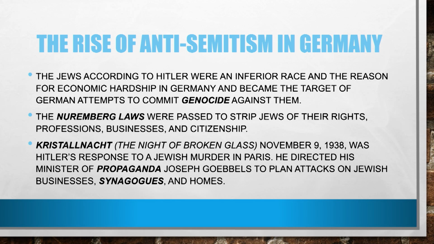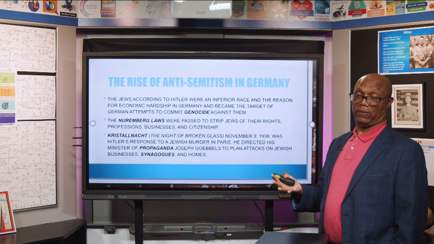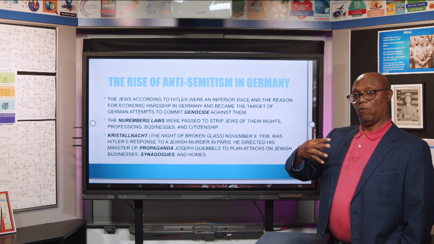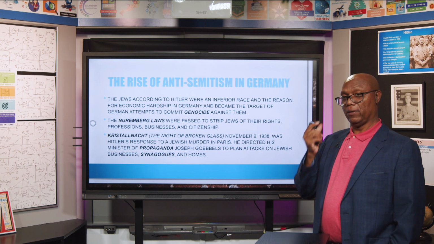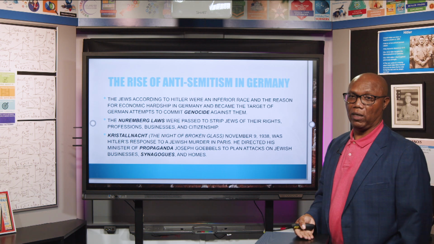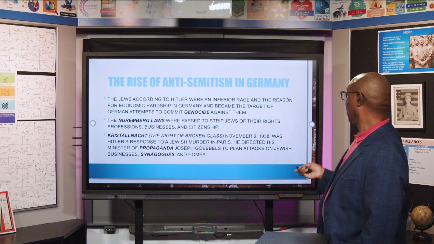Kristallnacht was the night of broken glass. It was November 9, 1938, and it was Hitler's response to the Jewish murder in Paris. There was supposedly a German that was killed in Paris by a Jew, and Hitler glommed onto that idea, using propaganda to rile up the German population about how the Jews are using Germany's resources and becoming wealthy while the other Germans are suffering.